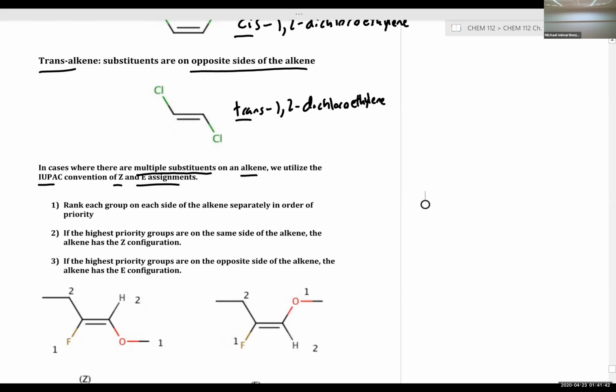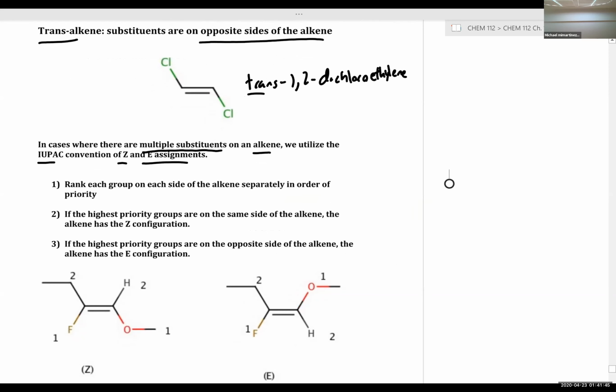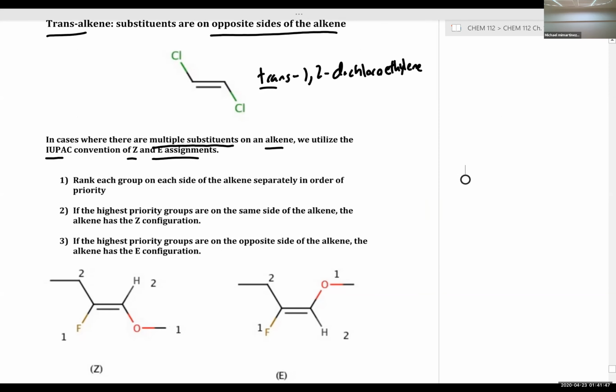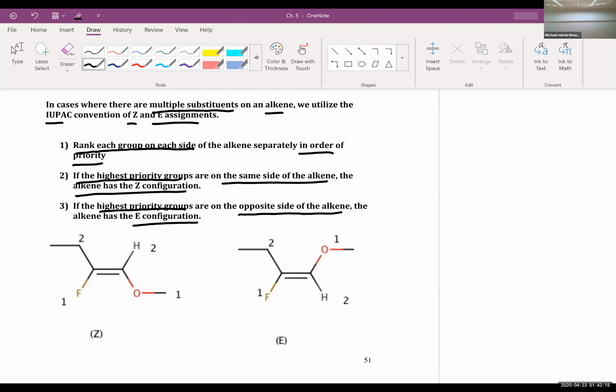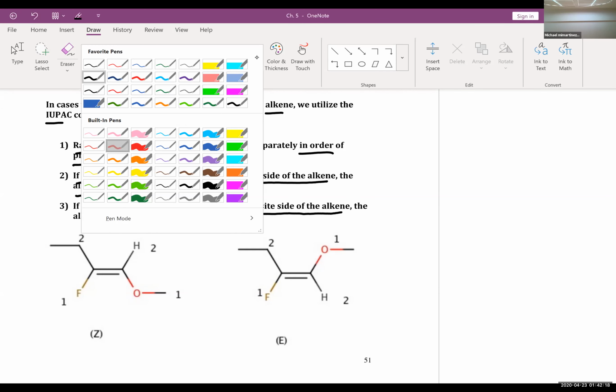So in terms of Z and E assignments for alkene stereocenters, what you're going to do is rank each group on each side of the alkene in order of priority. So if the highest priority groups are on the same side of the alkene, it is Z. If the highest priority groups are on opposite sides of the alkene, we have an E configuration. So let's look at an example. In this case, we have multiple substituents.